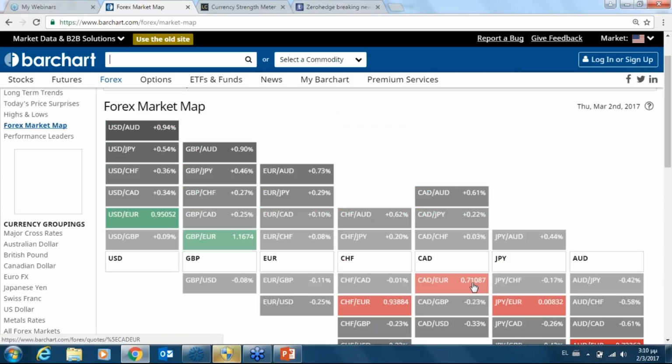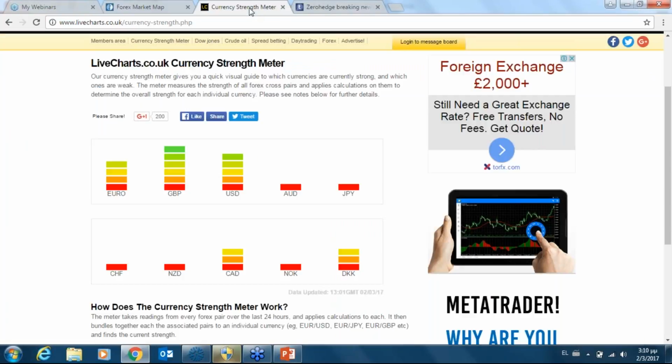So you can always just go into your Forex market map or even the currency strength meter here. You can see they've got a little bit of commonality whereby the AUD, JPY, the NZD and CHF especially are on the weakest side of things. And you've got the GBP basically being the strongest. Then you've got the USD second.